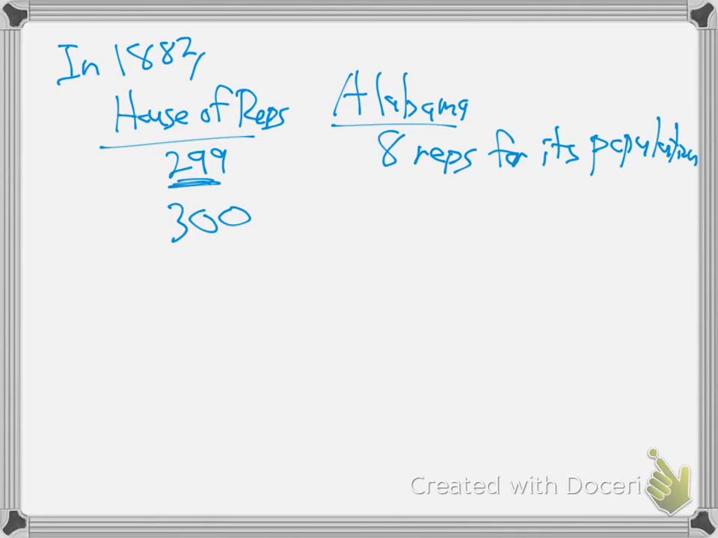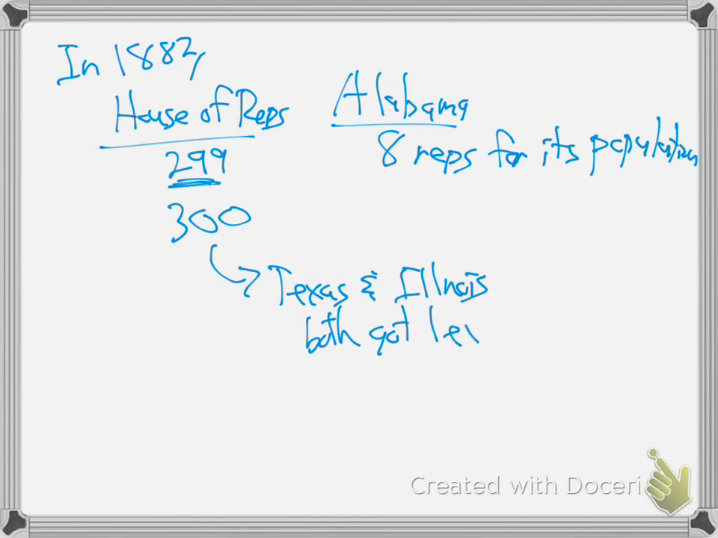When they went up to 300 and redid the calculation using Hamilton's method, not just one state got an extra, but Texas and Illinois both got 1 extra seat. No, not a set. That's tennis. I'm going to go watch tennis today. We've got 1 extra seat on the House of Reps.